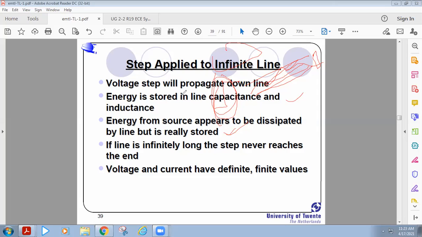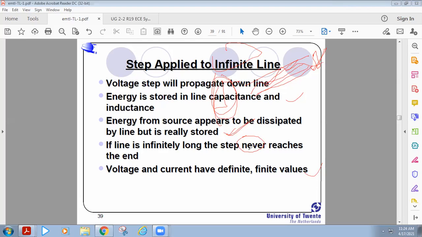Energy from the source appears to be dissipated by the line, but is really stored. If the line is infinitely long, the step never reaches the end. Why? Because we don't know where the destination or load end is connected. That's why it never reaches the end. And the next point is that voltage and current have definite and finite values. Of course, because of that step voltage, there definitely exists some current, but that current is finite. That is the step applied to an infinite line.